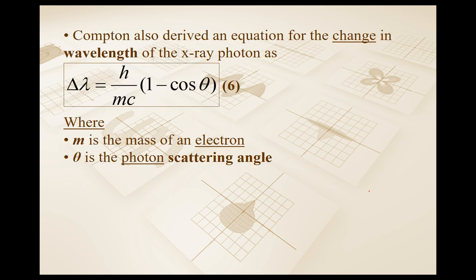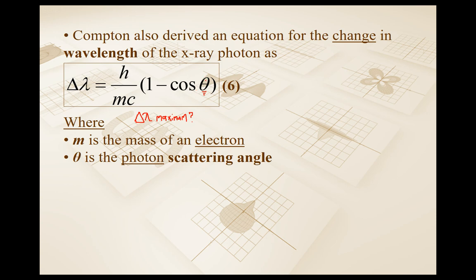And just one other thing about the equation. If I said to you, how could you maximize your change in wavelength? What could I do to make the change in wavelength a maximum? Well, this is all going to depend on what the angle theta is. The question is, what angle theta could I plug in that would result in 1 minus cosine theta being a maximum? Because Planck's constant is constant, the mass of an electron is constant, and so is the speed of light. So it's all about this angle theta.